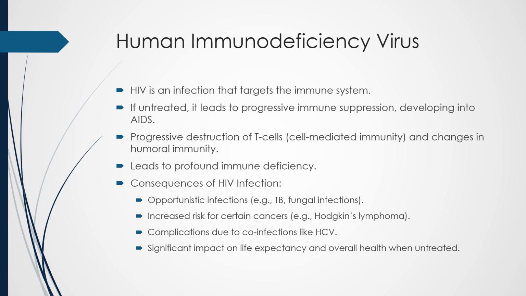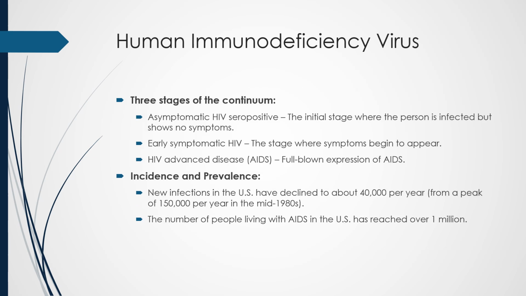It involves progressive destruction of T cells, which are cell-mediated immunity, and changes in humoral immunity. It induces autoimmunity in some cases and leads to profound immune deficiency, making the body vulnerable to opportunistic infections and cancers. HIV encompasses the entire spectrum of illness from initial diagnosis to full expression of AIDS.